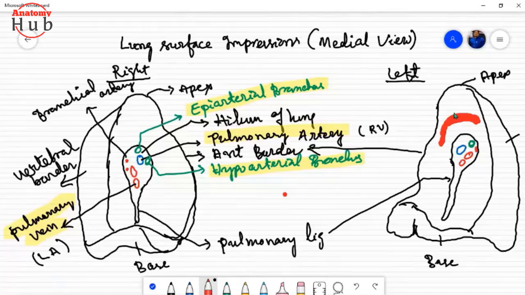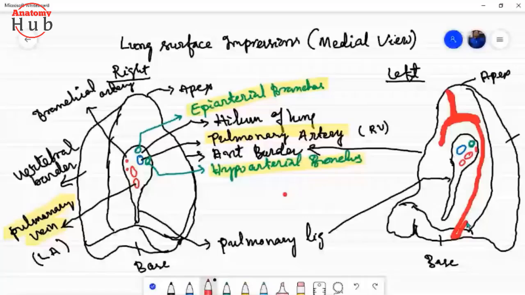Along with that, here you'll find the impressions for your brachiocephalic artery. So this is the left side, so you'll find the left subclavian artery, right? And posteriorly it is just descending downward. So over the whole area here you'll find the thoracic aorta, or you can say the descending thoracic aorta. So this is the first impression.